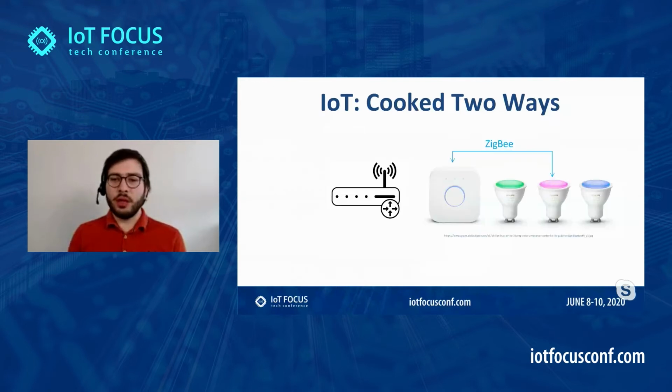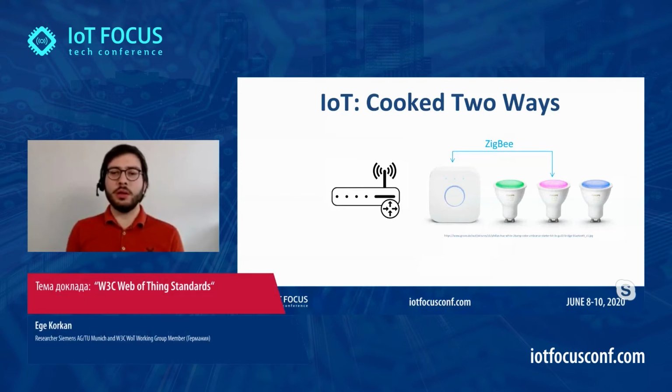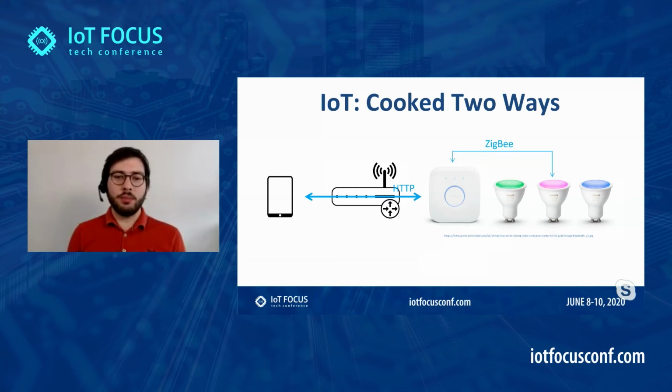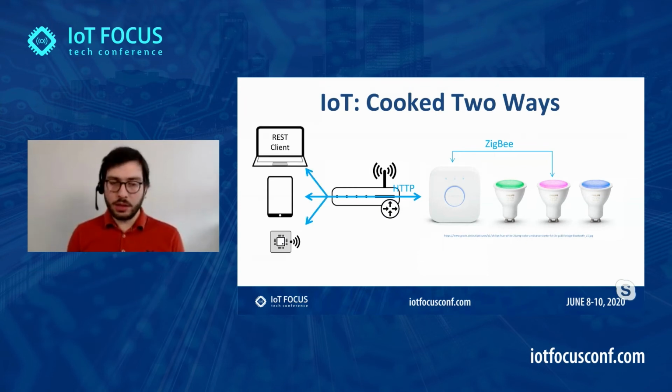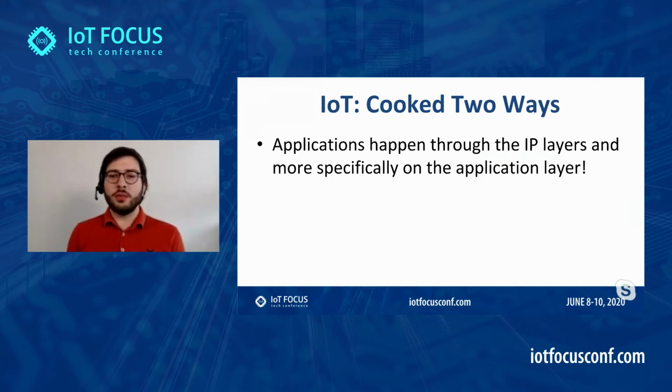So an example would be the very popular Philips Hue light bulbs, where we have a bridge that talks with the lights over Zigbee, but then actually your app connects to them via HTTP protocol, or you can actually use other devices and different REST clients and so on. So it's just to say that applications that we see today are already happening on the IP layers and more specifically on the application layer.